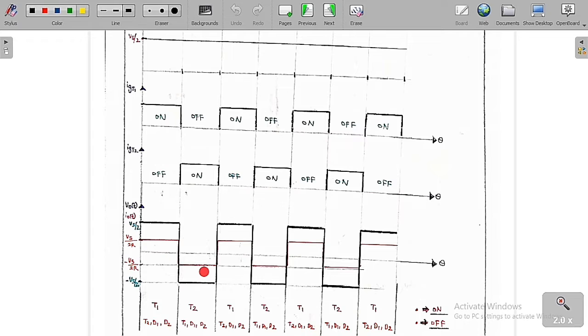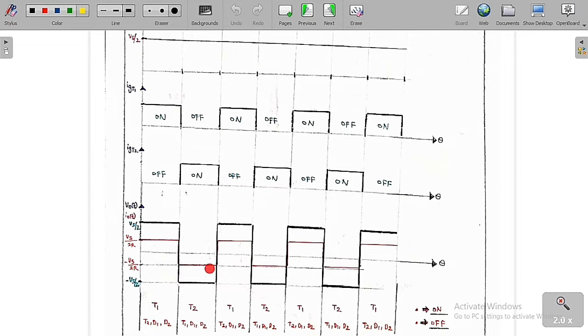Simply, here T1 is on and here T2 is on. Same thing you have to repeat: if T1 is on, T2 is off; if T1 is off and T2 is on, same thing we are going to get. So this is the graph we are going to get. This is a period, and after this it repeats again and again. This is the output voltage diagram and this is the output current diagram.